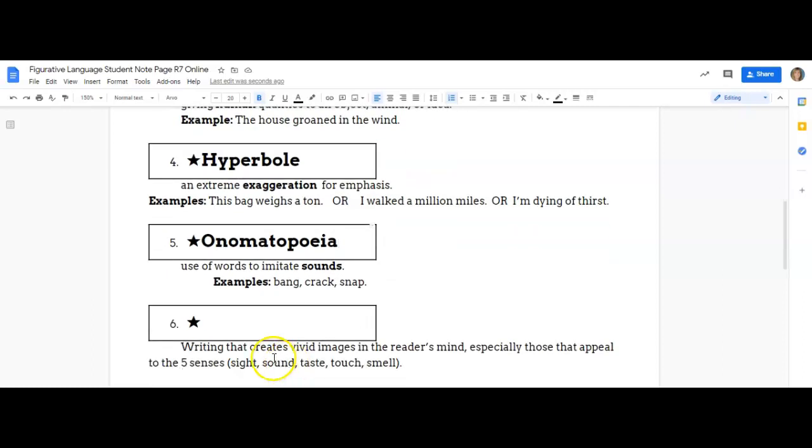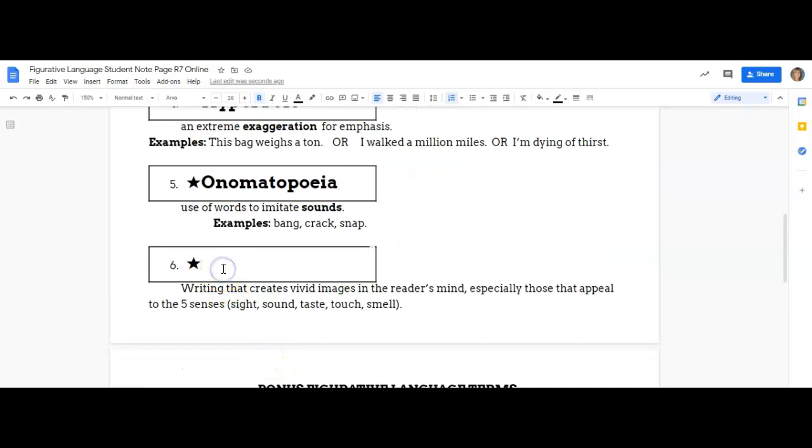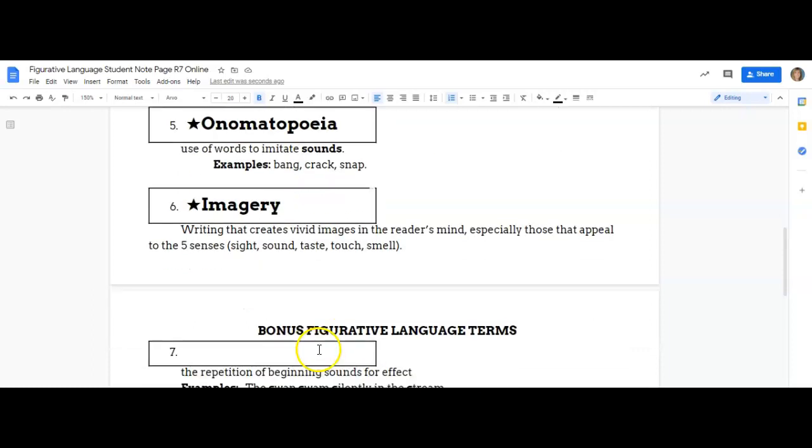The next one is imagery. Very, very powerful language, when you use the senses. You very intentionally appeal to the senses, sight, sound, taste, touch, and smell, to appeal to the reader. And so you try to make sure that you use language that connects with sound, or connects with touch, that sort of thing.